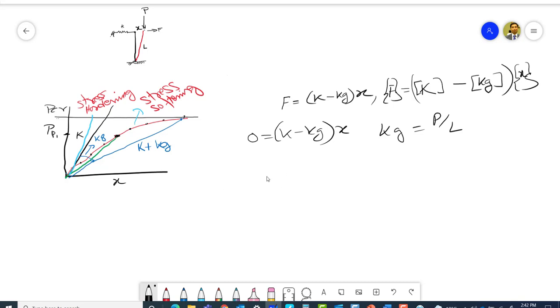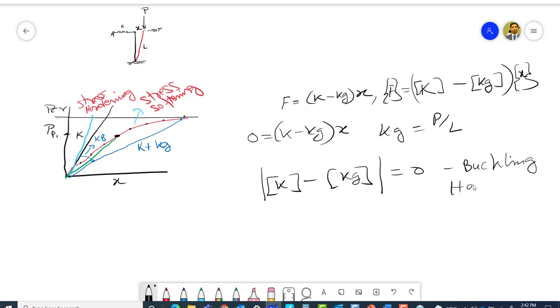So if we go by the matrix form, this would be like, so the determinant of this matrix would be equal to 0. Okay, that is where the buckling happens.